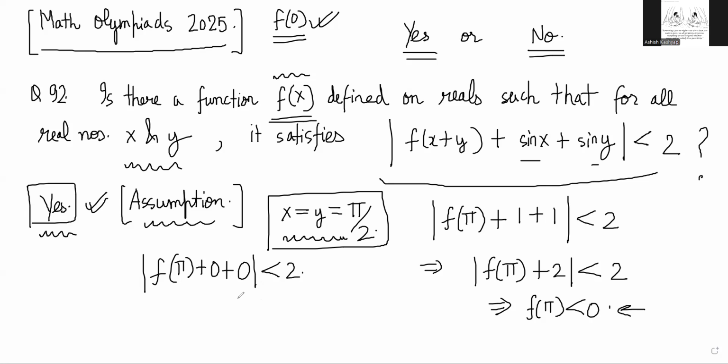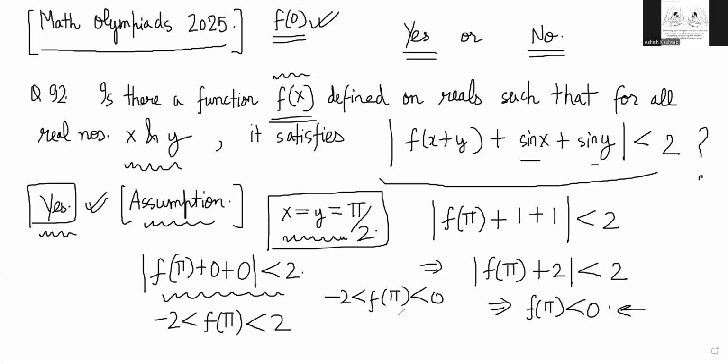Here f of x can go up to 2, there it was negative, here it can go up to 2. This is not obvious. This just tells us that minus 2 is less than f of pi is less than 2. So we now have, we get minus 2 is less than f of pi less than 0. So at least some new information has come, right? Do you understand that some new information has come?